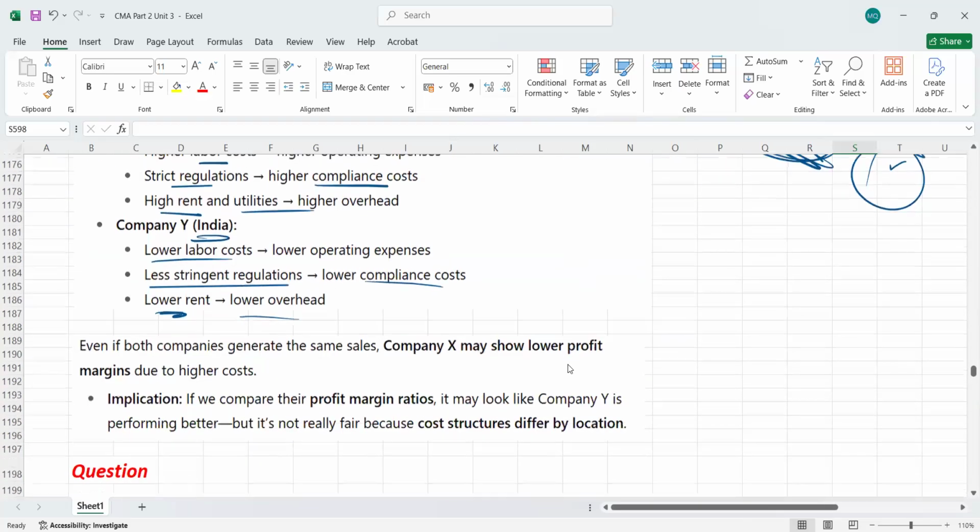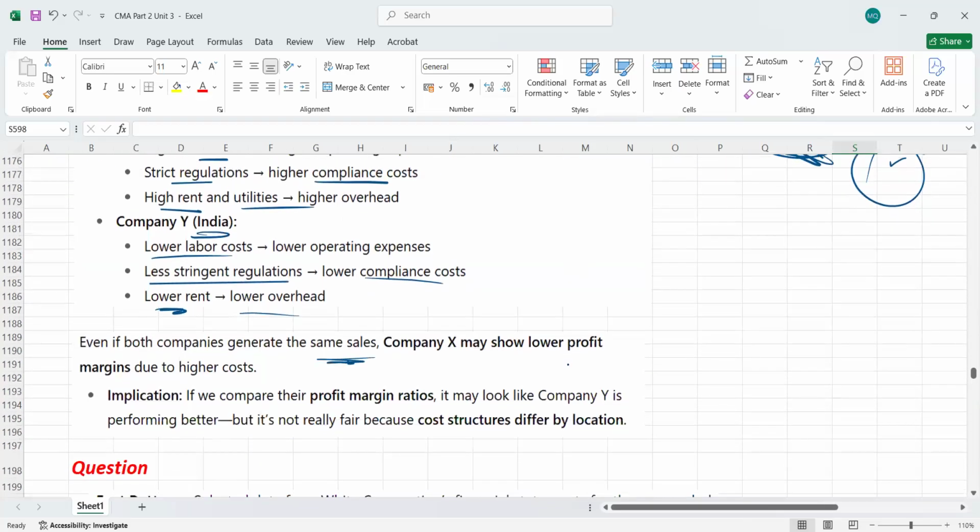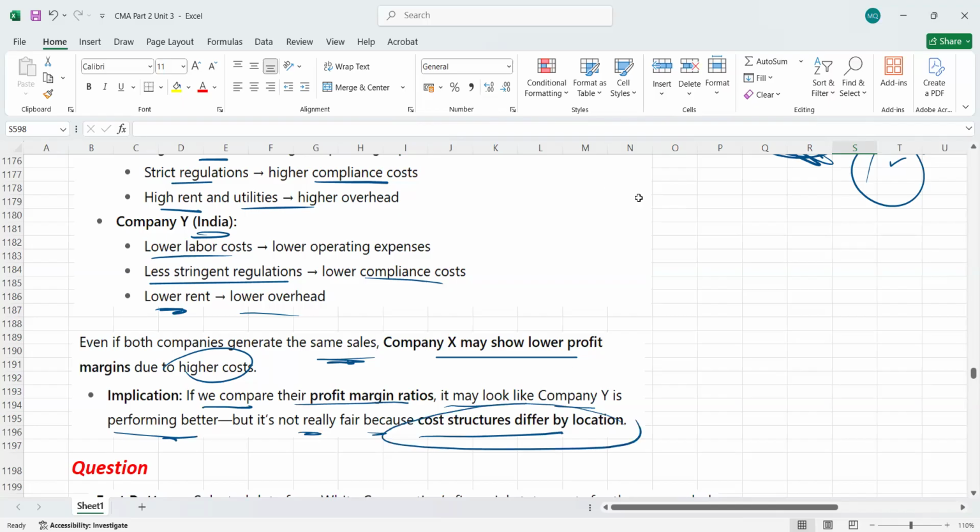So if both companies, X and Y, generate the same sales, company X may show lower profit margin due to higher cost, and company Y may show higher profit due to lower cost. So what's the implication of the geographical factor? If we compare their profit margin ratio, it may look like Y is performing better because company Y in India might have a low cost structure. But it's not really fair because cost structure differs by location. So these are the problems with ratio analysis.